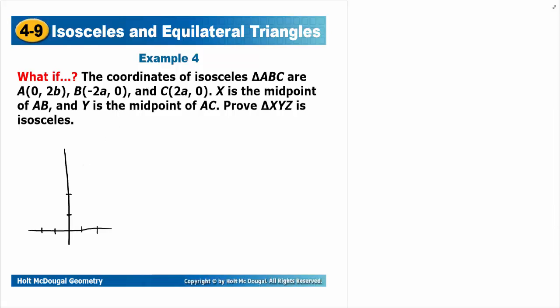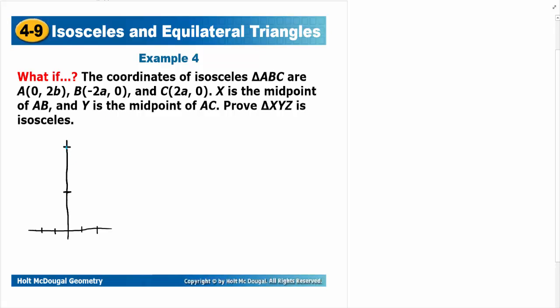And here we go. They're telling me the coordinates of isosceles triangle ABC are A at 0, 2B. Let me actually show you something here. All we really know at this point is that we're going up to B, and I don't know what B is. That's kind of an issue, because B doesn't have to be the same measurement as A. So I'm going to use a different scale on my y-axis just so you can understand that fact. They may be the same measurement, but more than likely they're not.